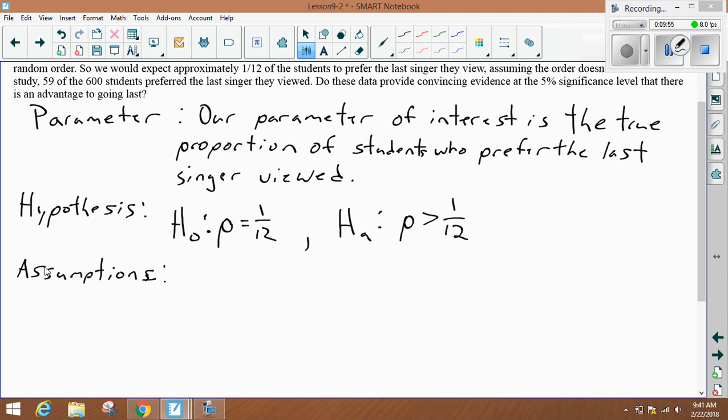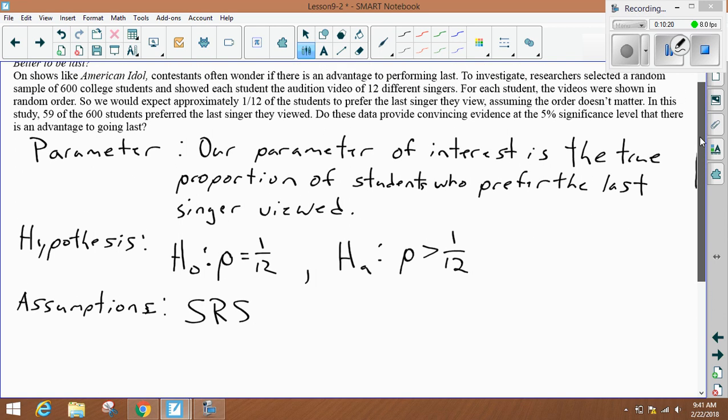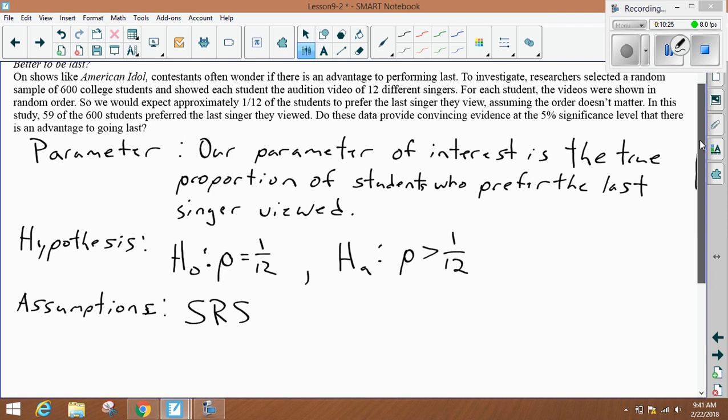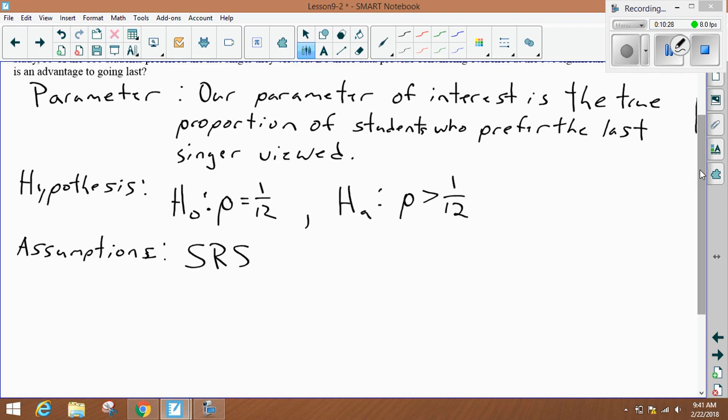Remember, check SIN. Okay? Make sure you don't commit a sin and not check your conditions. S: did it come from a simple random sample? Does it say in our question that that is the case? Random sample. Yay! And you want to say, actually, the data comes from a random sample.